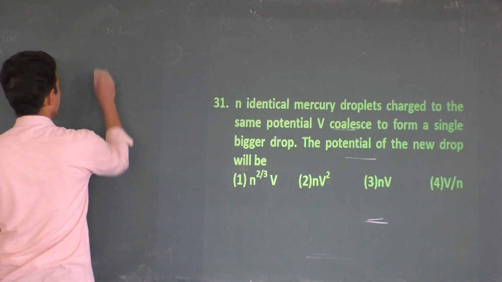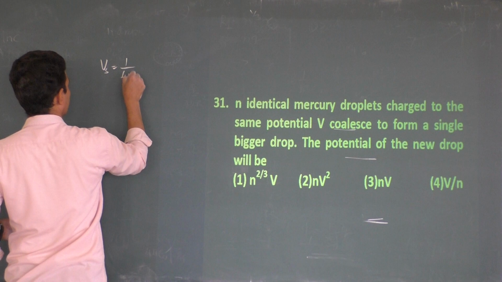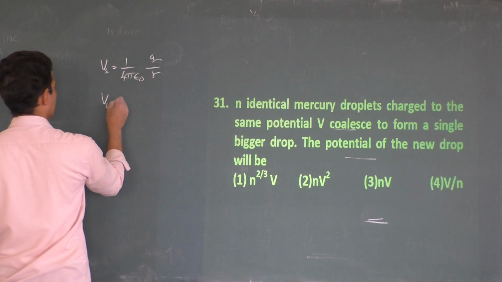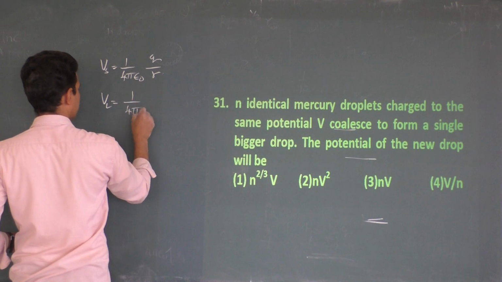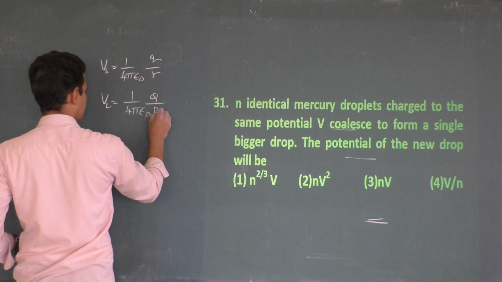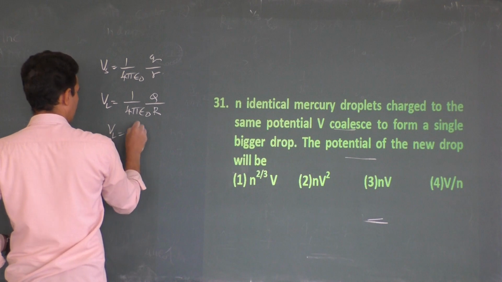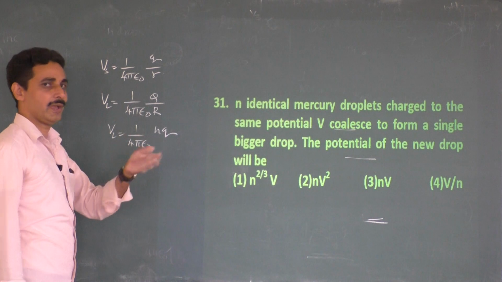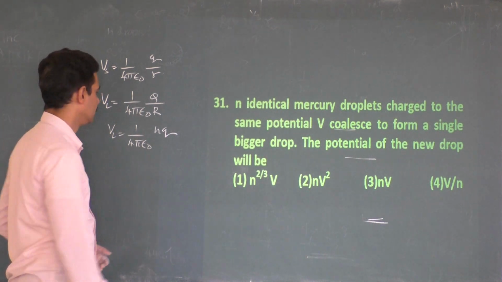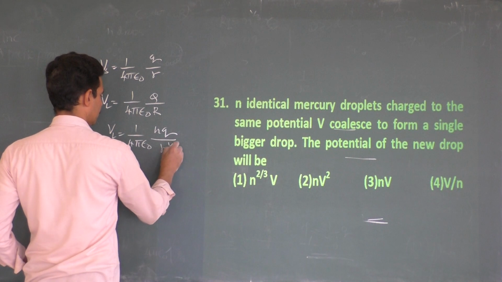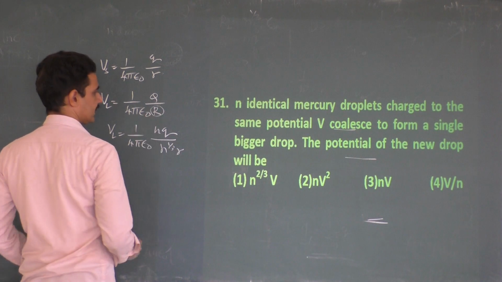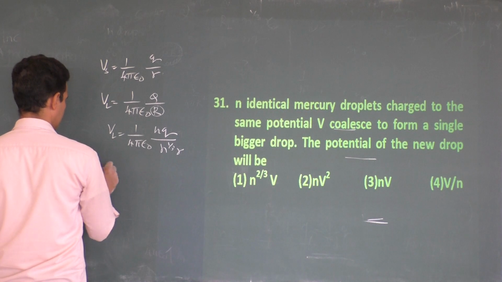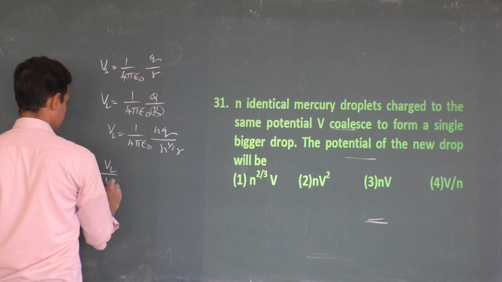What is the potential of the smaller drop? 1 by 4 pi epsilon naught, its q by its radius. What is the potential of the larger drop? 1 by 4 pi epsilon naught, its q by its radius, which is also equal to 1 by 4 pi epsilon naught, its q, which is n times the charge of each smaller drop, divided by cube root of n r, because capital R is the cube root of n times small r.